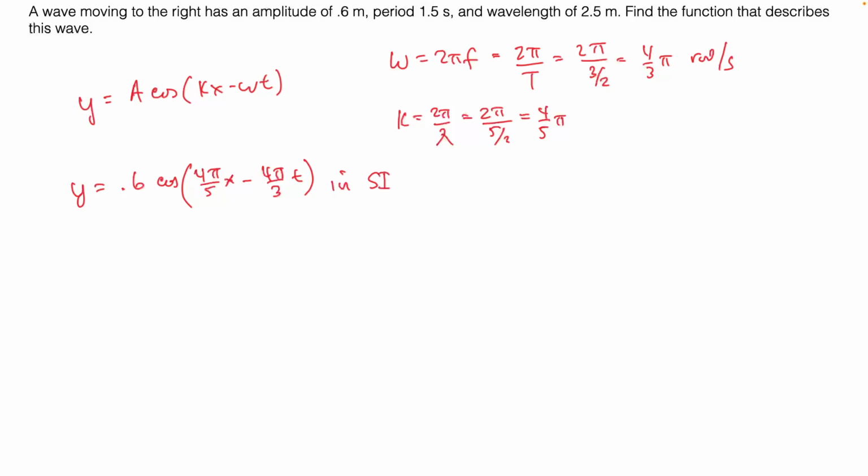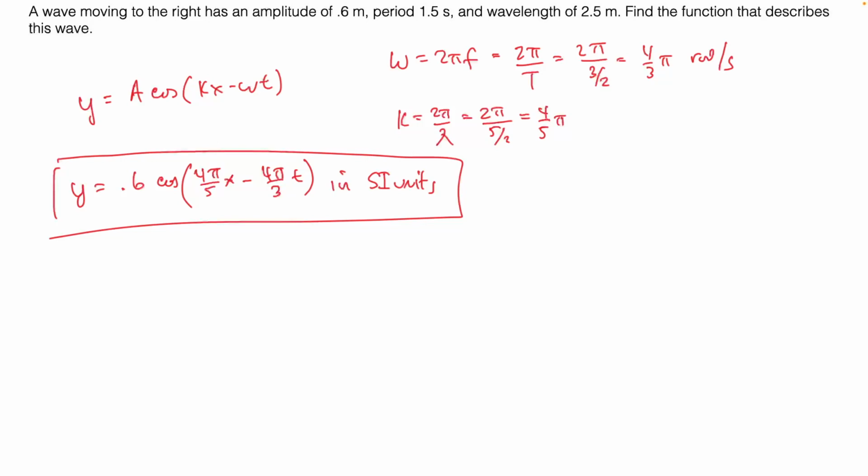In SI units. So when I write in SI units, what do I mean? The amplitude's in meters. Time is in seconds. Distances are in meters, right? Okay? Everything works together. So make sure you're in units of meters for your wavelengths. Make sure you're in units of meters for your amplitudes. Make sure you're in units of radians per second for your omegas. Inverse meters for your wave numbers. You'll be all right.